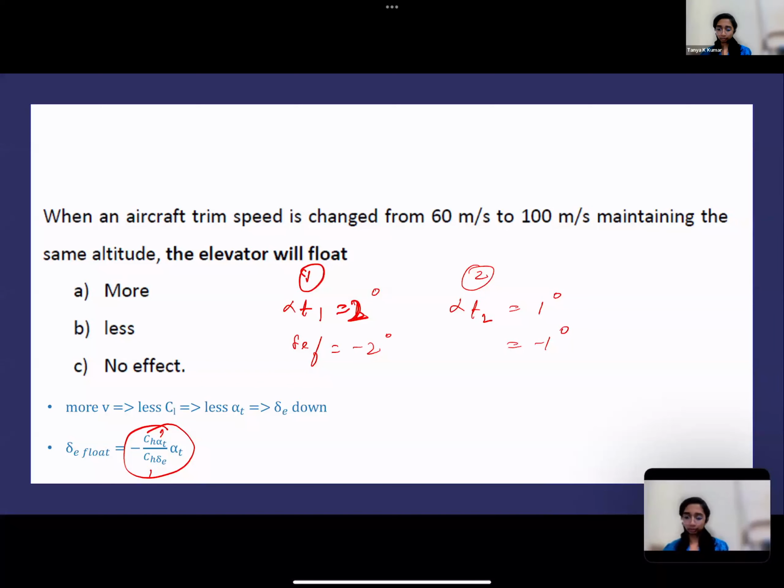Which is more? Magnitude wise, how much do you have to deflect your elevator? Here you have to deflect less, right? Here you have to deflect it more. I'm not saying the degrees. You have to deflect your elevator by 2 degrees in the first case. That is when it is flying at 60 meters per second. When it's flying at 100, you need to deflect your elevator less. Right? Is this clear? Yes. Okay.